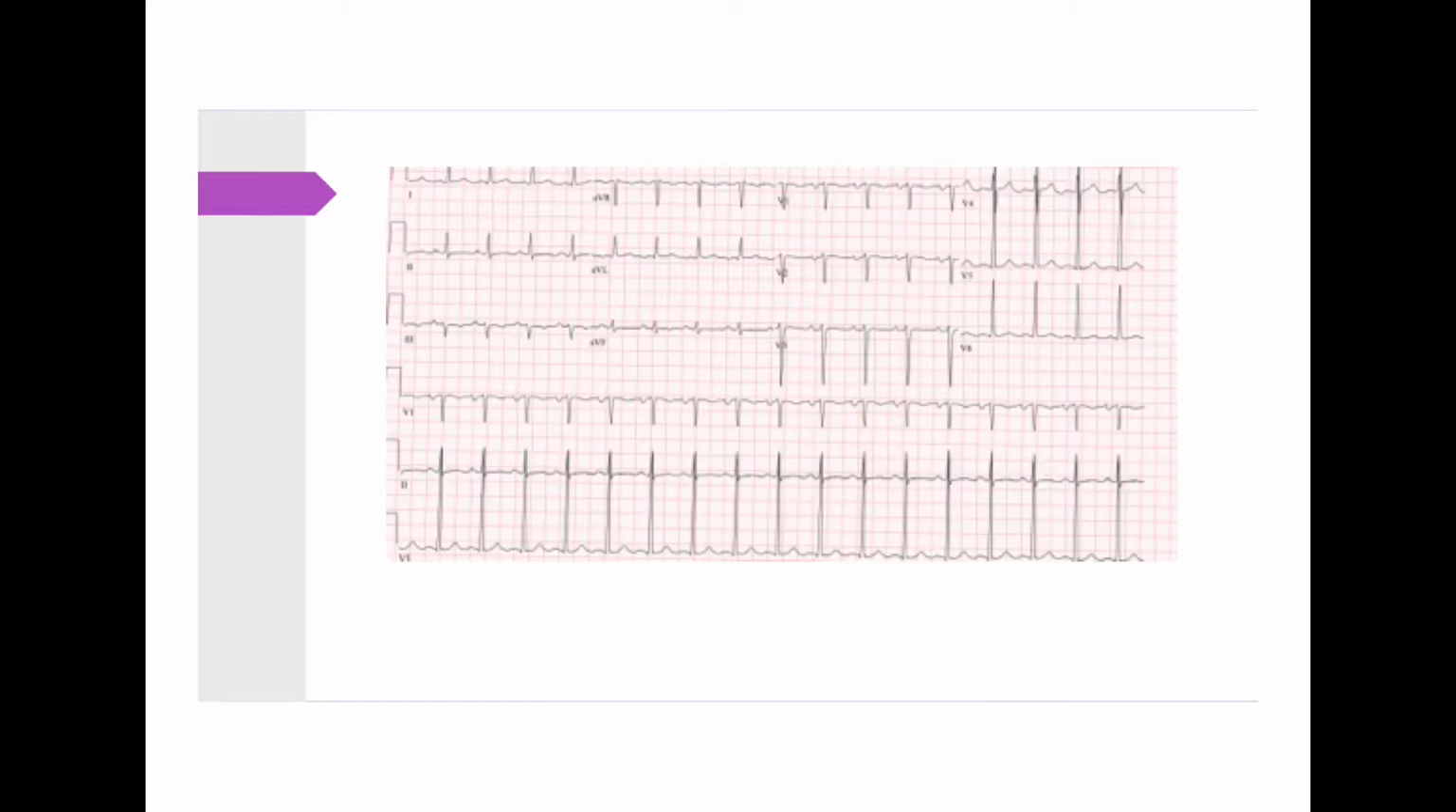Here's an example of a patient in sinus tachycardia. You can see that the R waves are closer to each other than 3 big boxes, which tells you that the rate's already more than 100. You see normal looking P waves in lead 2, they're upright. And the rhythm is narrow complex. See, the QRS here is very narrow and regular.